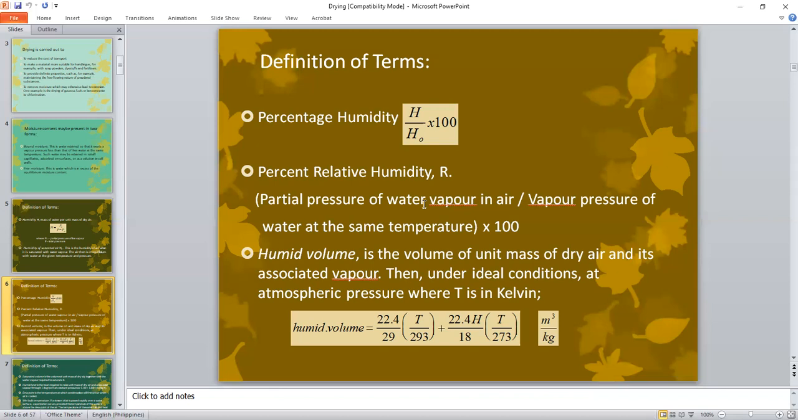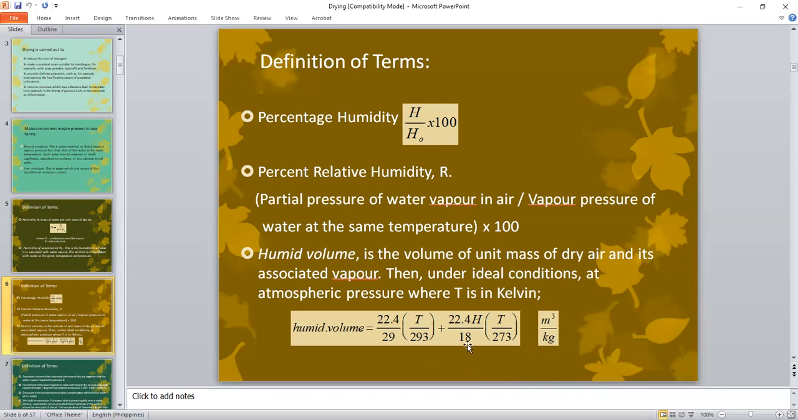Now we also have the concept of the humid volume. What's the humid volume? This is the volume of the unit mass of dry air and its associated vapor, or simply the inverse or the reciprocal of the density of your air and water mixture. As you can see in the unit, it's cubic meter per kilogram. So the reciprocal of the density, but we're not talking of the density only of water, nor the density only of dry air, but the density of the air and water mixture.